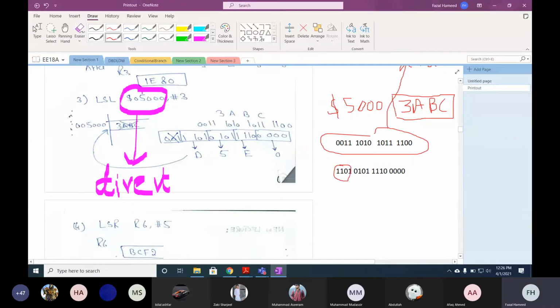What is this value? 1101. It is actually D. And 0101? 5. And 1110? E. And 0000? 0. So these are the new contents.